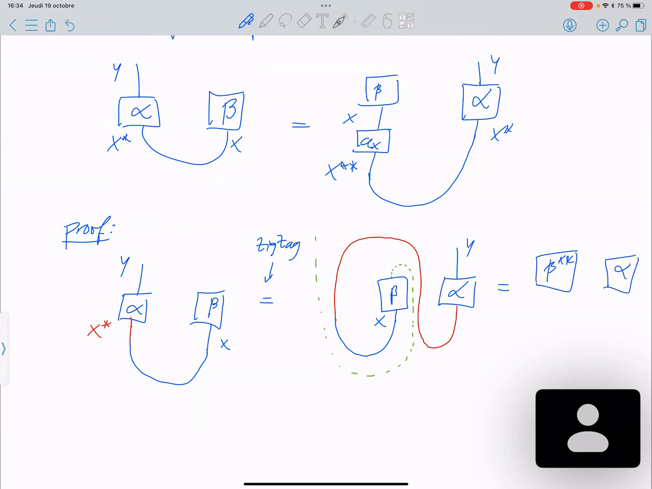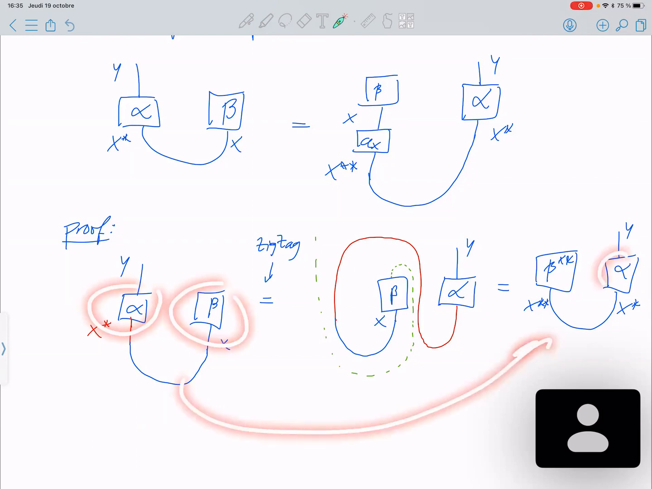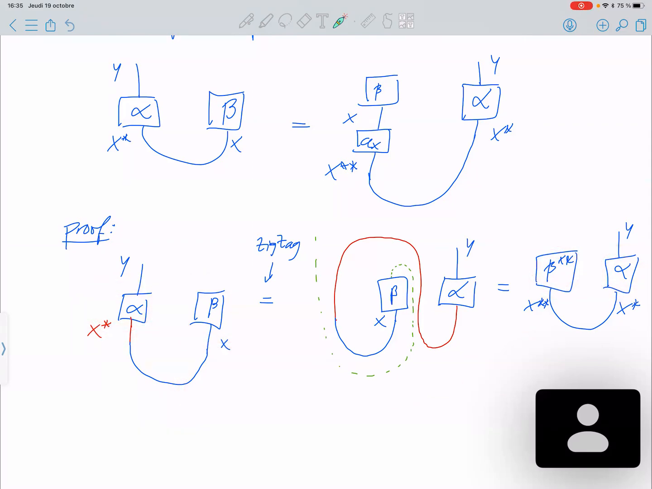Alpha. It's still a straightforward relation, but it can be seen as a kind of magic. You started with alpha on the left, beta on the right, and you finish with alpha on the right, beta on the left. So the trick was to apply this zigzag relation and to put beta inside like that.